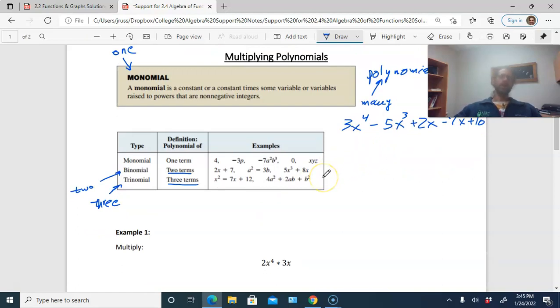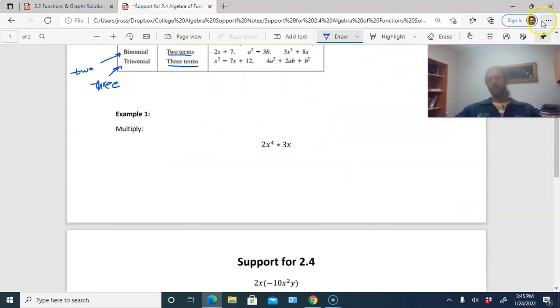Alright, so now what we want to do is learn how we can multiply these polynomials. So we're going to look at example 1, and it just says multiply. But if you look here, we've got 2x to the 4th power times 3x. So really what we're doing is we're multiplying these two terms. So these are really just two monomials being multiplied. You got one monomial, which is the 2x to the 4th, times the other monomial, 3x.